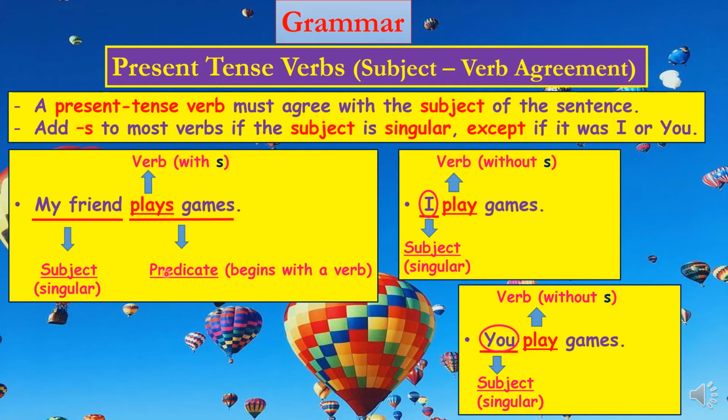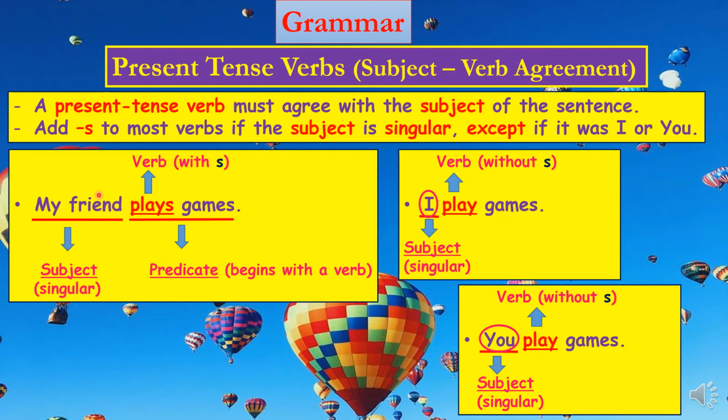Let's check the predicate. The predicate must begin with a verb. So here the predicate is plays games. The first word in a predicate is the verb. So because the subject is singular, that's why we added s to the verb. So we do not say my friend play games. No, we must add s. That's how the verb agrees with its subject.